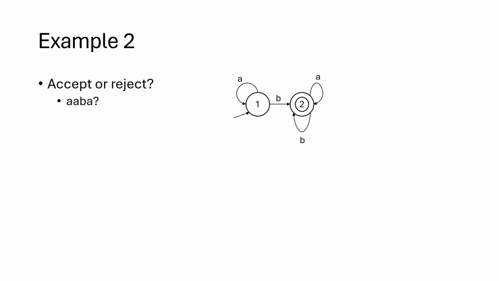That's very simple. Starting from the initial state, with an A, we stay at 1. Then with another A, we still stay at 1. Then with the third symbol B, we transition to 2. And then with the last symbol A, we stay at 2. After finishing the entire input stream, we ended up at 2, which is the accepting state for this machine. And that means that AABA is accepted by this machine.